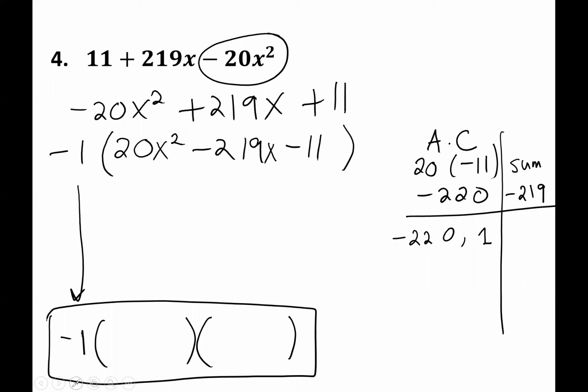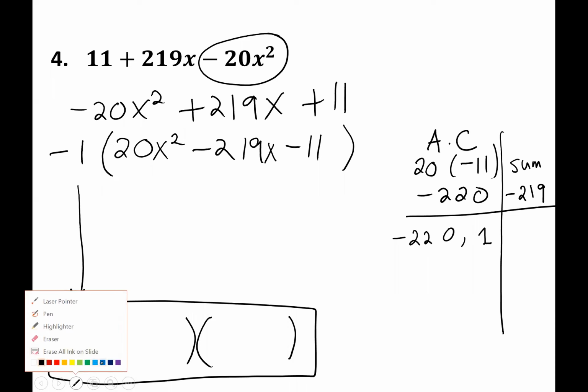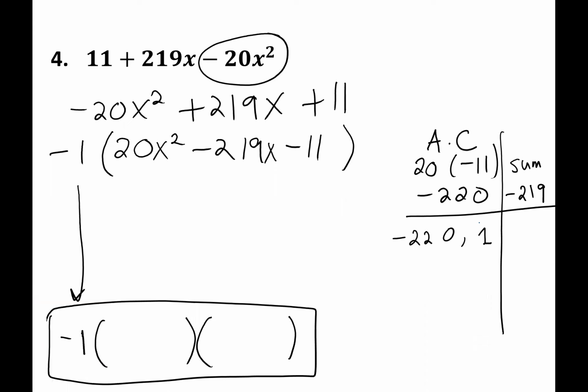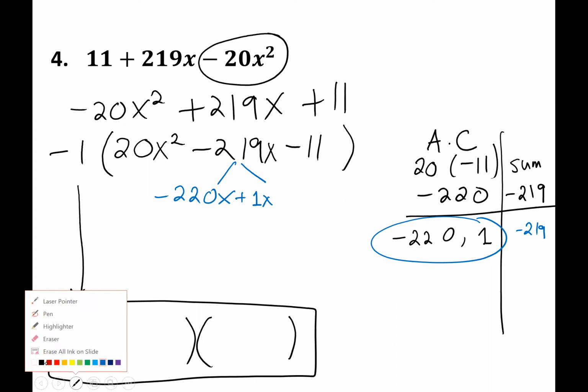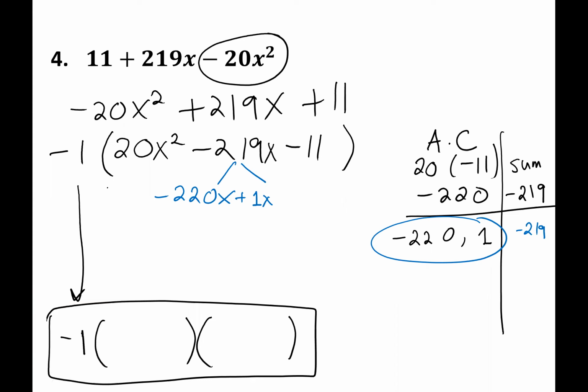So knowing that, I can actually proceed using the AC method using grouping now. So I'll take these two numbers. They do add up to -219, which means I can split up that middle term into -220x plus 1x. Or you can just write plus x, but I like writing the 1 if we're in the middle of a problem. Okay, so the 20x squared comes down, minus 220x plus 1x, and then minus 11. With those 4 terms now, we're going to factor by grouping.